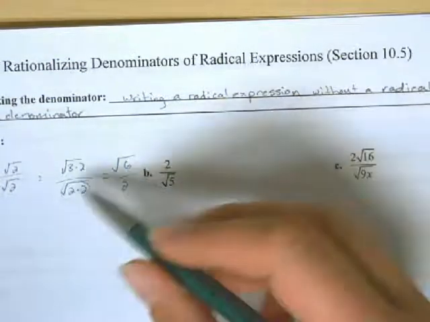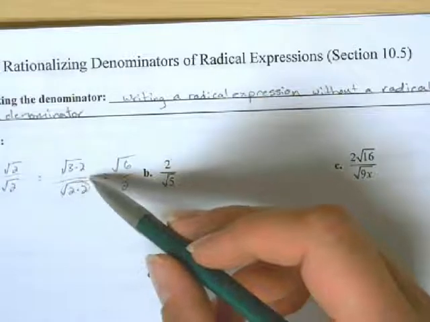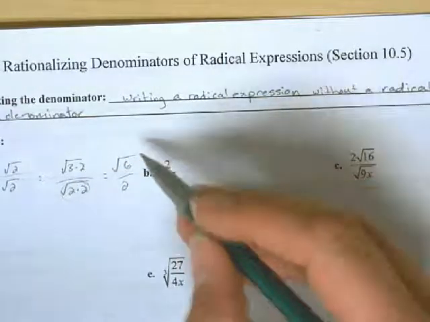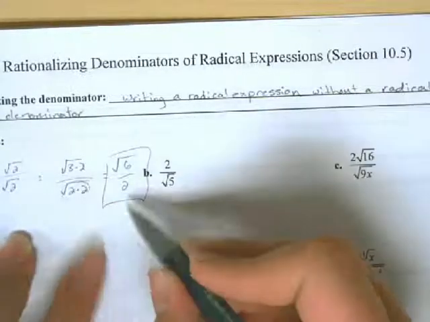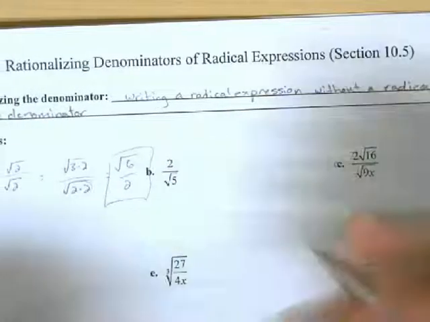Six breaks into a 3 and 2, so I don't have any groups of 2, so it's just the square root of 6 over 2. But now I've rationalized the denominator. I no longer have a radical in the bottom of my fraction, and that's what it means to rationalize.